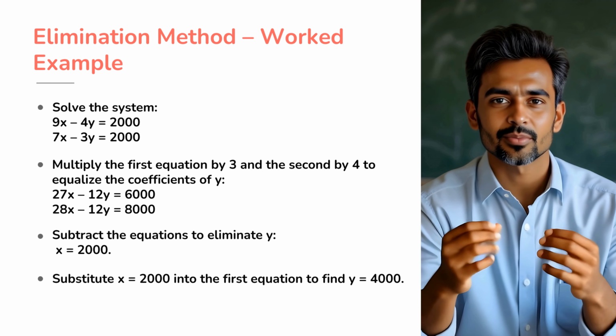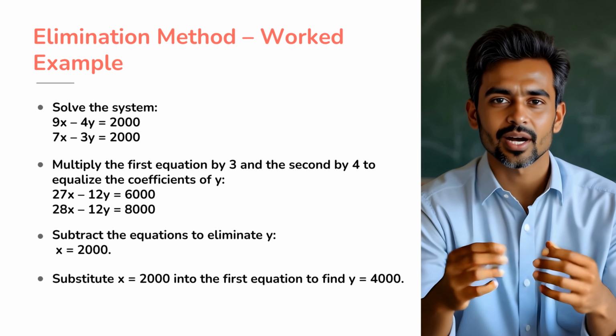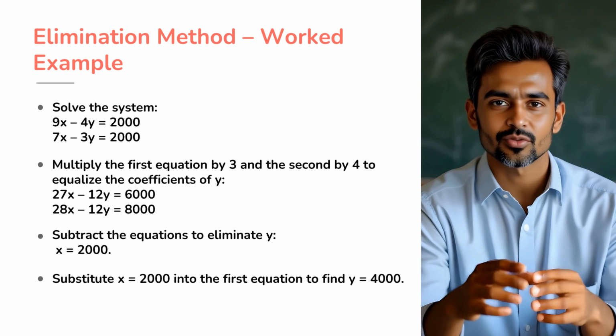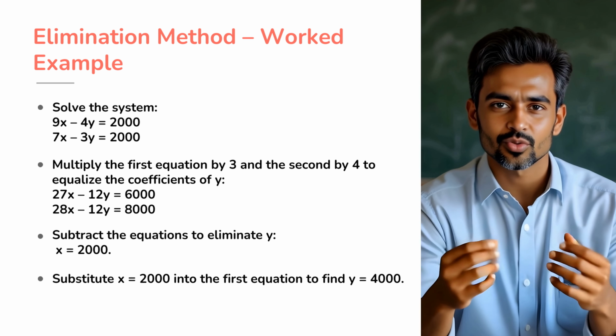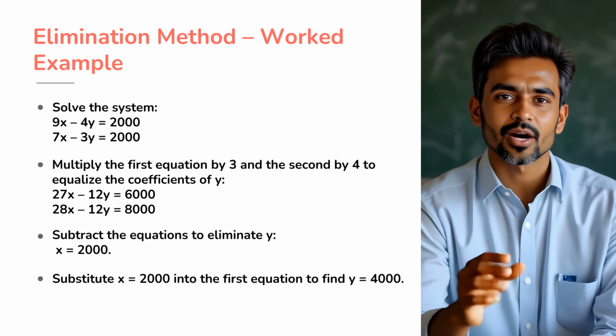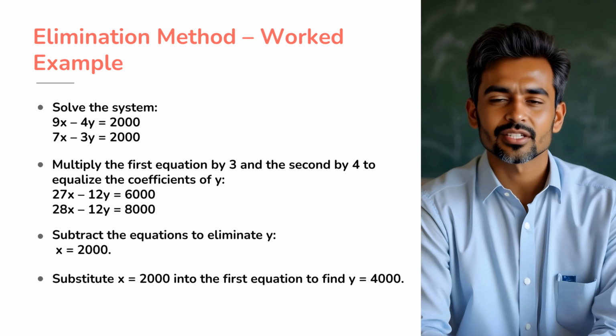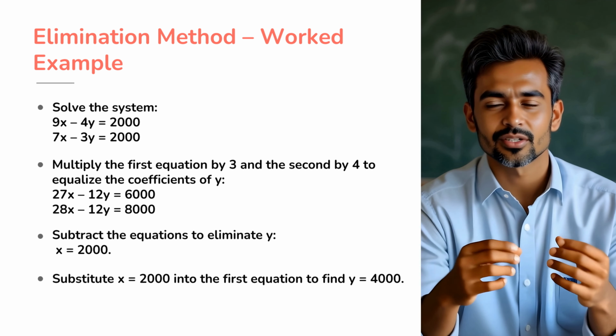Step 3. Substitute x equals 2000 into the first equation: 9(2000) minus 4y equals 2000, 18,000 minus 4y equals 2000, 4y equals 16,000, y equals 4,000. So, the solution to the system is x equals 2000 and y equals 4000.